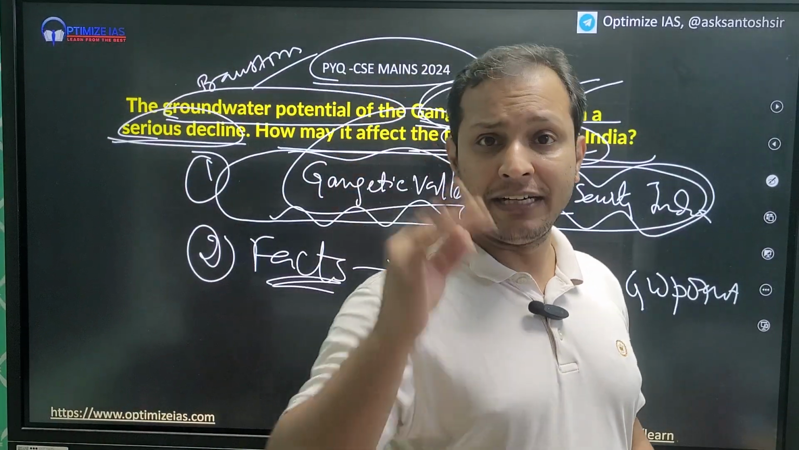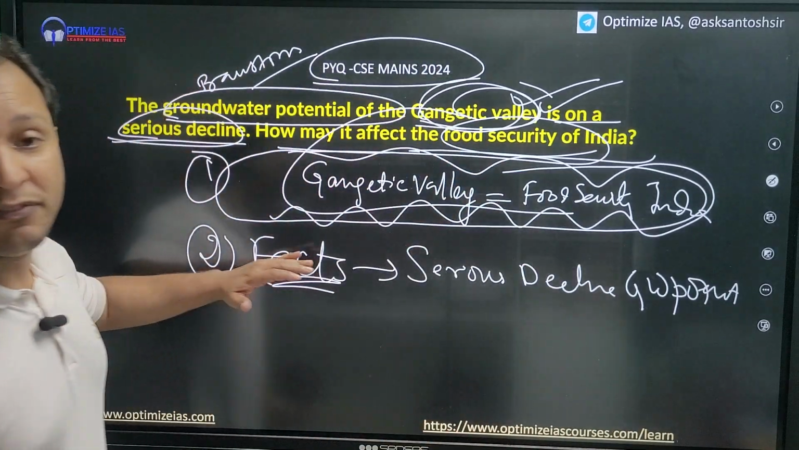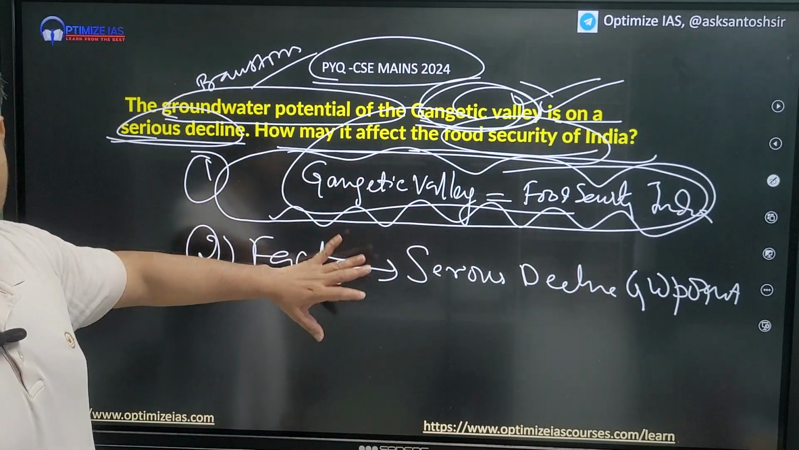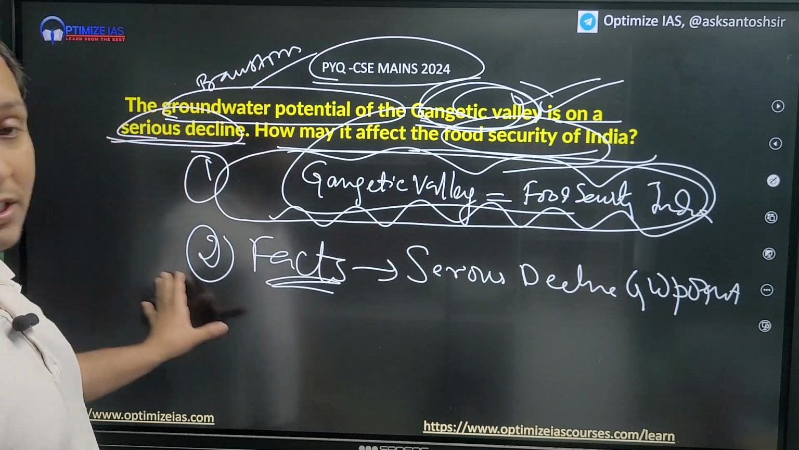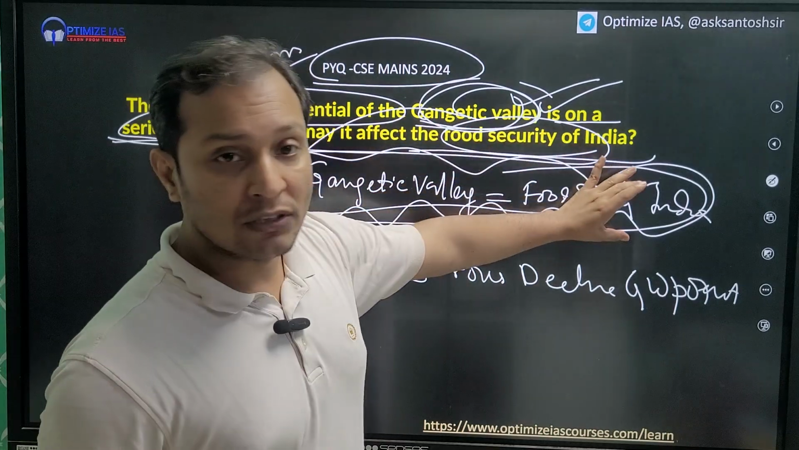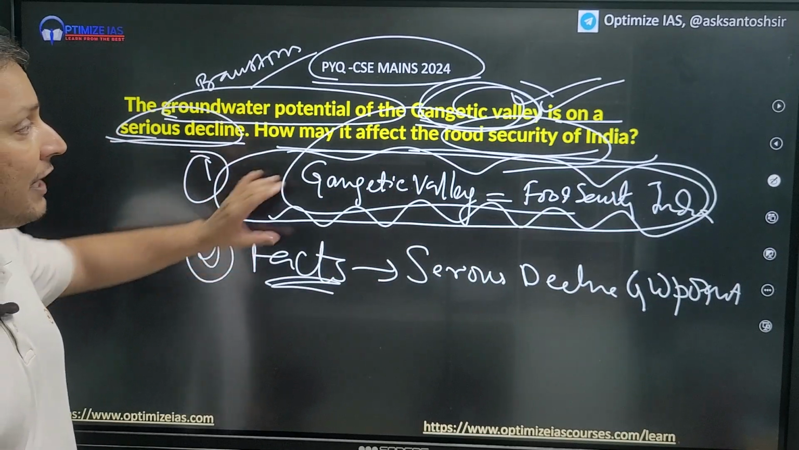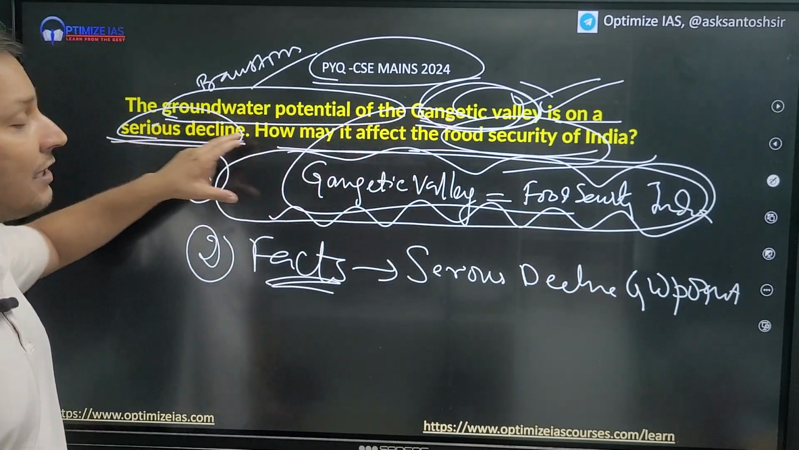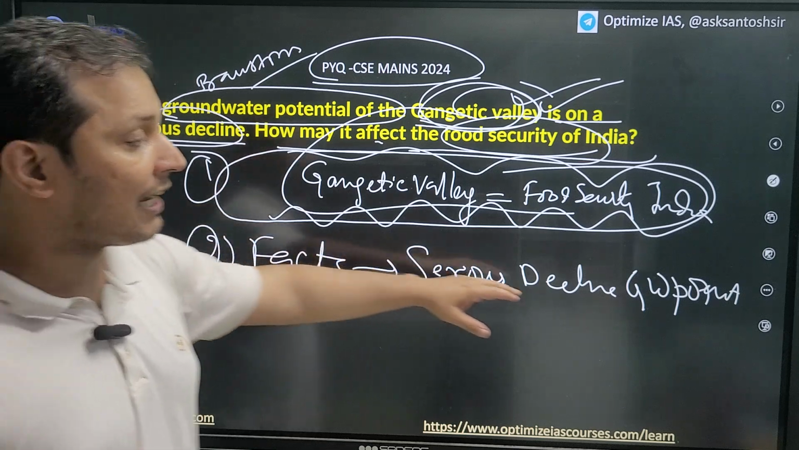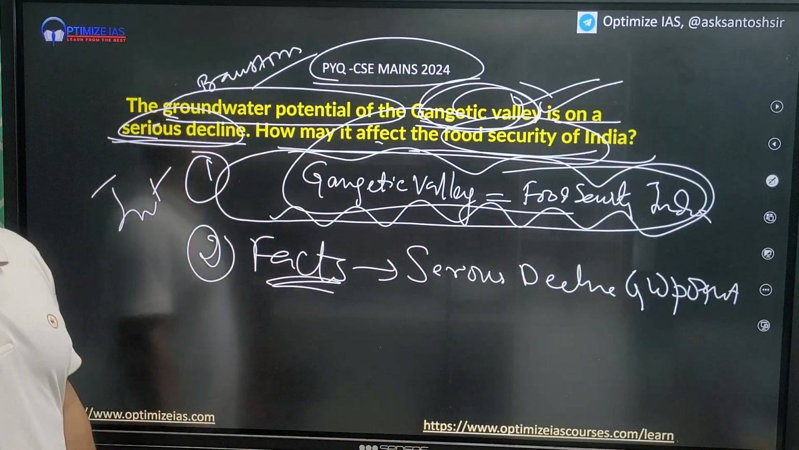Guys, I have cleared mains examination 4 times. I can tell you, facts are very, very important. So you need facts. In the introduction, you have to link Gangetic Valley to the food security of India, and you need to give some facts to justify that there is a steep decline in the groundwater potential of the Gangetic Valley. This is what you need to write in the introduction.